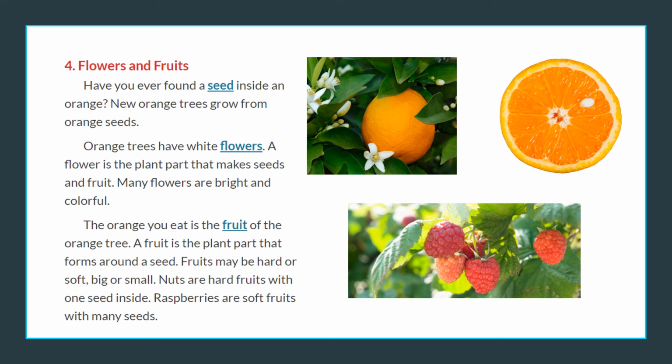Many flowers are bright and colorful. The orange you eat is the fruit of the orange tree. A fruit is the plant part that forms around a seed. Fruits may be hard or soft, big or small. Nuts are hard fruits with one seed inside. Raspberries are soft fruits with many seeds.